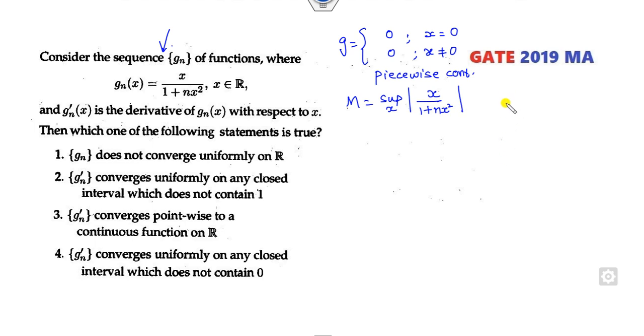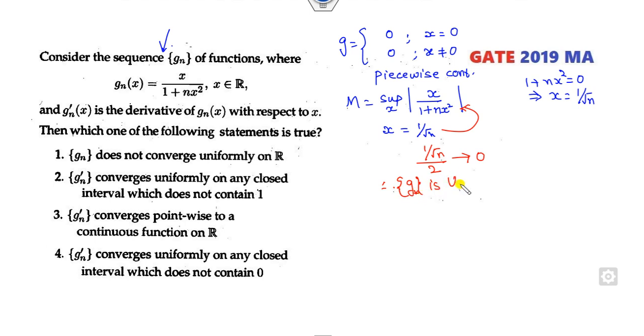Then how can you check whether it's uniformly convergent or not? You can take x as 1 by root n, because if I take the denominator as 0, you can easily find the value of x as 1 by root n. If I substitute this value here, the numerator will be this, the denominator will be 2. So again it shows that it goes to 0. Therefore the sequence Gn is uniformly convergent. So the option that G does not converge uniformly, cancel out.